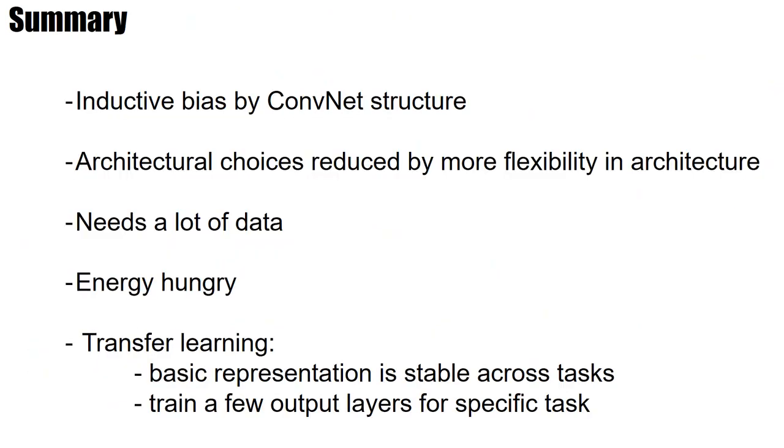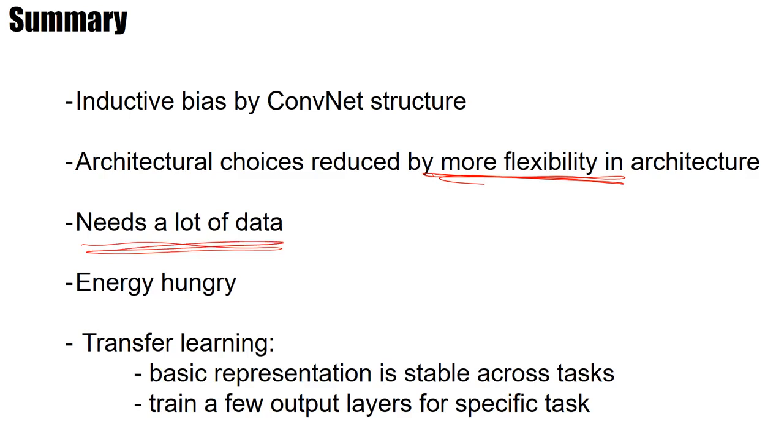So to summarize, we have a strong inductive bias in the ConvNet structure. Normally, the architectural choices, such as how many layers, such as what region for the convolutions, were made by the users. Nowadays, it's done automatically by the data. The modern structures add more flexibility in the architecture. Then it's the data to decide. But that means we need lots and lots of data.